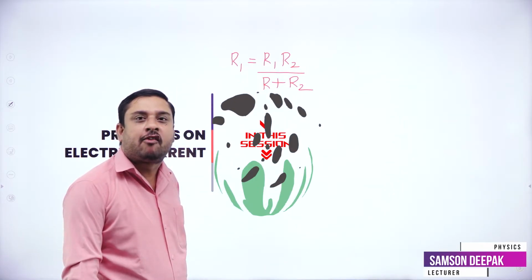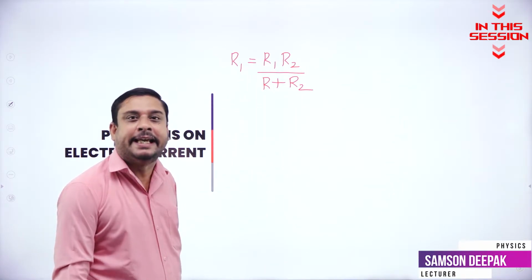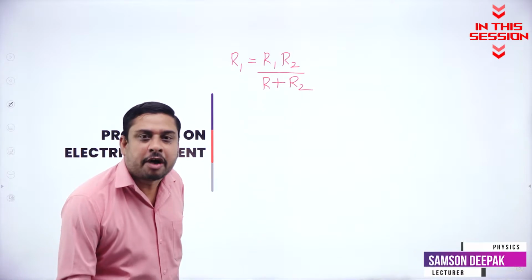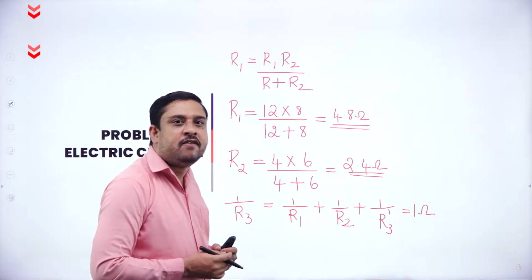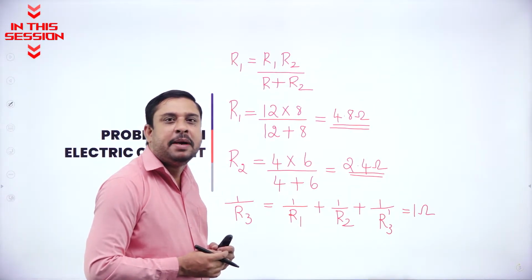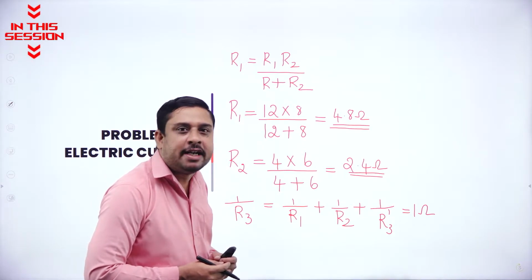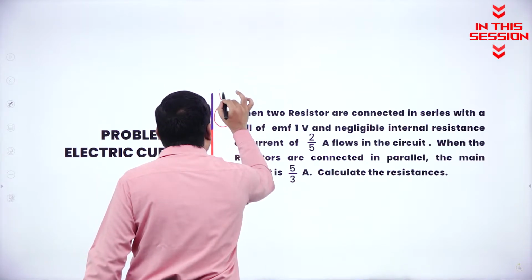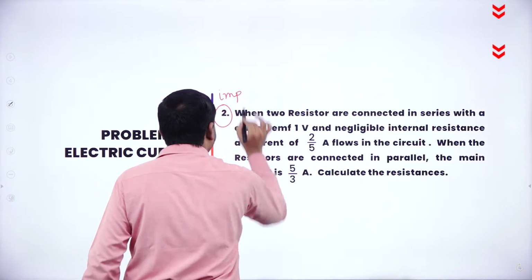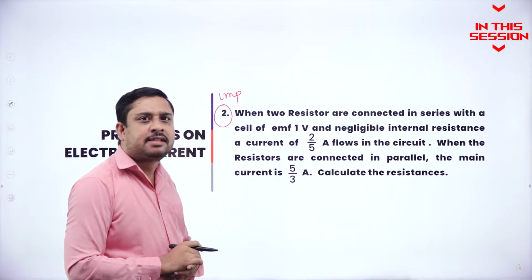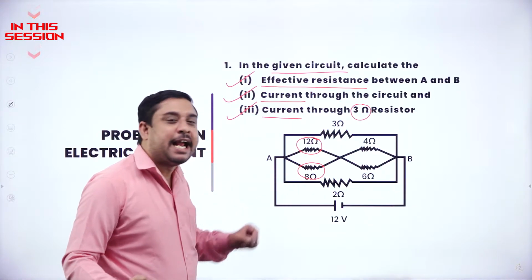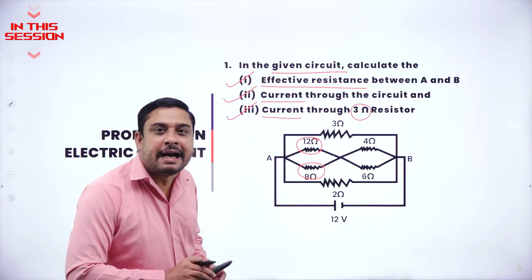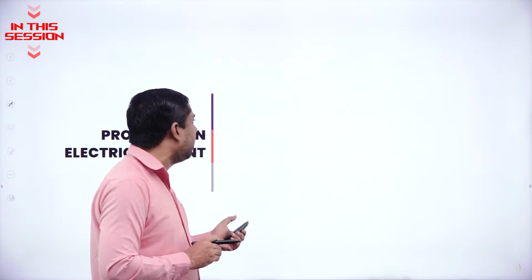Don't go about just solving problems. Write the formula for the effective resistance between the points A and B. Again, interesting. This is important also. Twice asked in the exam. 12 ohms and 8 ohms are connected in parallel.